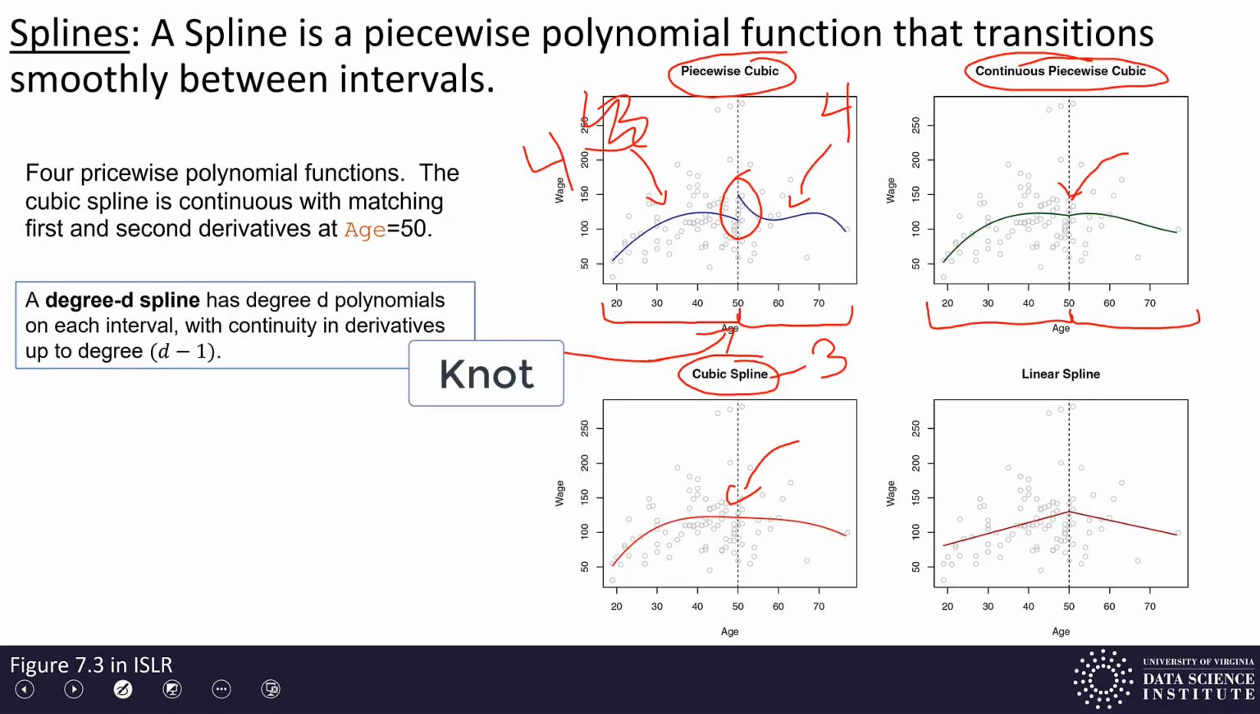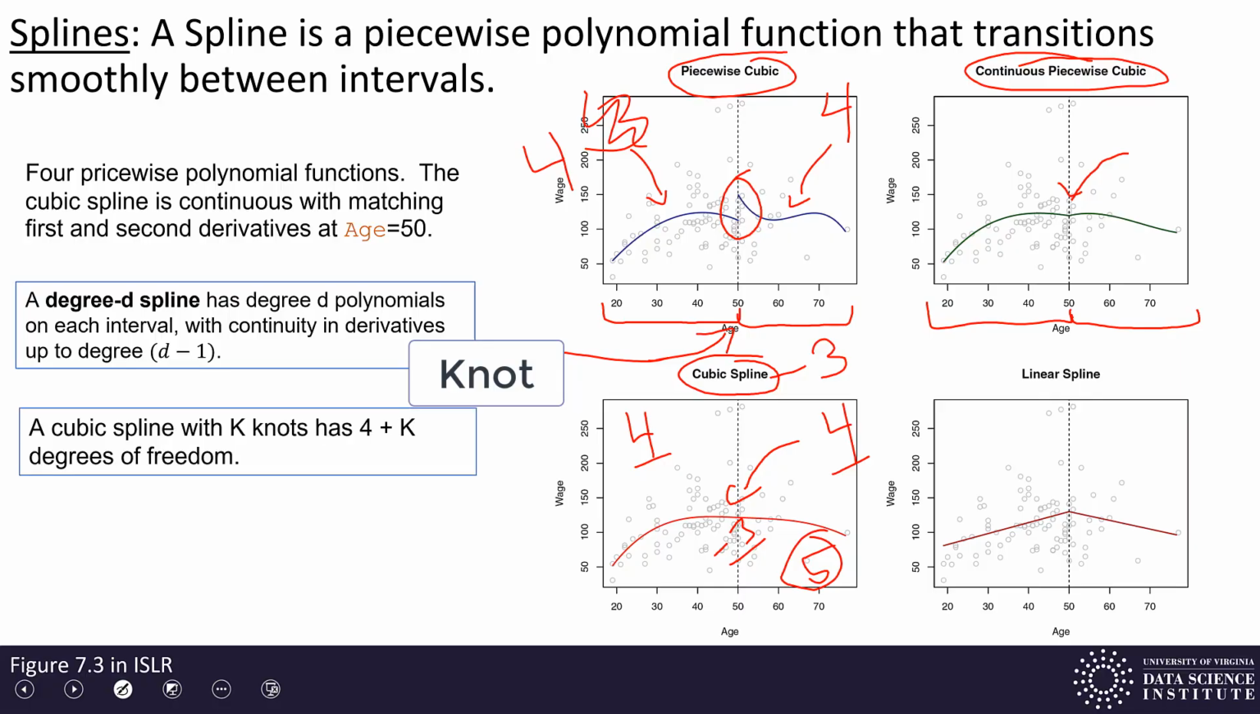We have a third degree polynomial on the left side, so there are 4 coefficients there, and on the right side, we have a third degree polynomial as well. But at this knot, they have the same 0th order, first and second order derivatives, so that means we would eliminate 3 of those degrees of freedom. So our net degrees of freedom is 4 plus 4 minus 3, which gives us 5 degrees of freedom there. In general, a cubic spline with k knots has 4 plus k degrees of freedom. So in the example we just walked through, there's 1 knot, and so we have 4 plus 1.